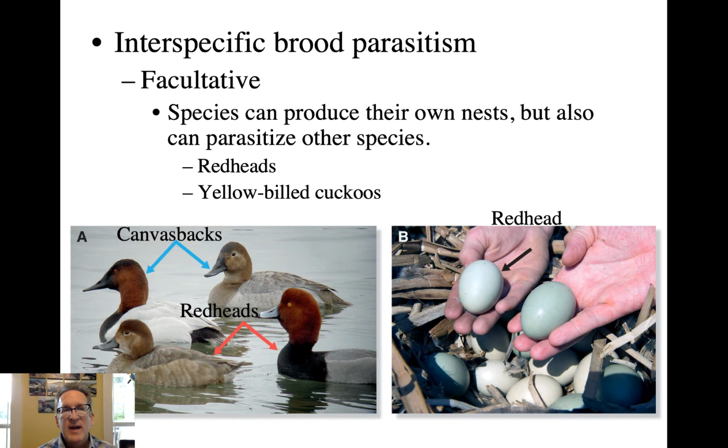Another example of facultative interspecific brood parasitism are yellow-billed cuckoos. Yellow-billed cuckoos typically build their own nest, but occasionally, again, a female will parasitize a closely related species, the black-billed cuckoo, in areas where they overlap in range.